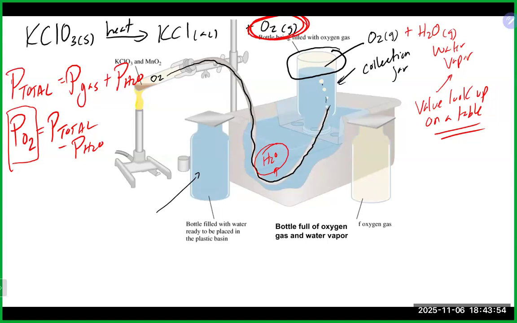You'll collect it over water, but you actually will not do this calculation. You'll get the old school way. You get a ruler and do a little correction that way by measuring the difference in the water levels in terms of what you collected.